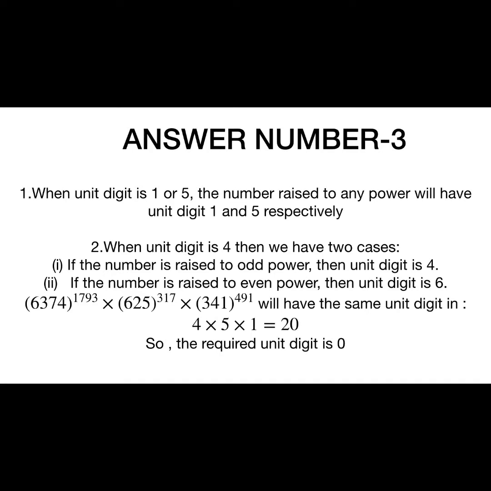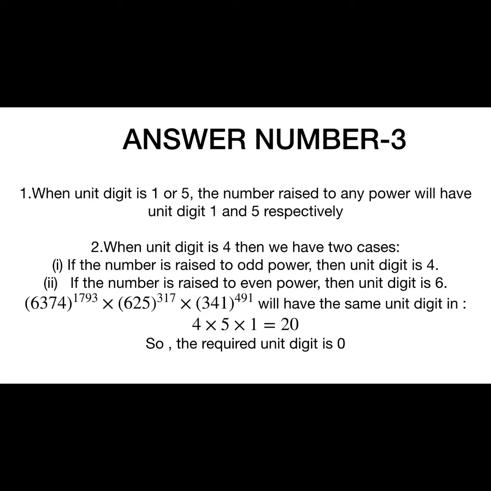While doing this question, we should learn some results about unit digit. These results are: first, when unit digit is 1 or 5, the number raised to any power will have unit digit 1 and 5 respectively. Second is, when unit digit is 4, then we have two cases. First case, if the number is raised to odd power, then unit digit is 4. If the number is raised to even power, then unit digit is 6.